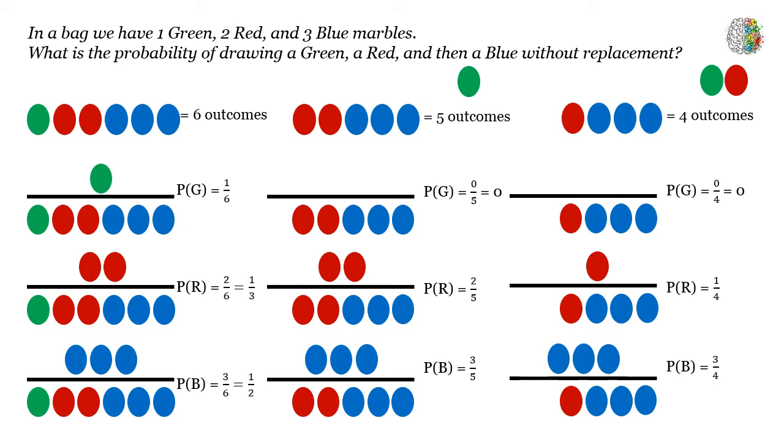So on my second try, I'm going to have 1 less green, and all 3 of them are going to have 1 less total possibility. On my third try, I'm going to have 1 less green and 1 less red, and all of them are going to be short 2 marbles. So they're all going to have 4 outcomes instead of the original 6.